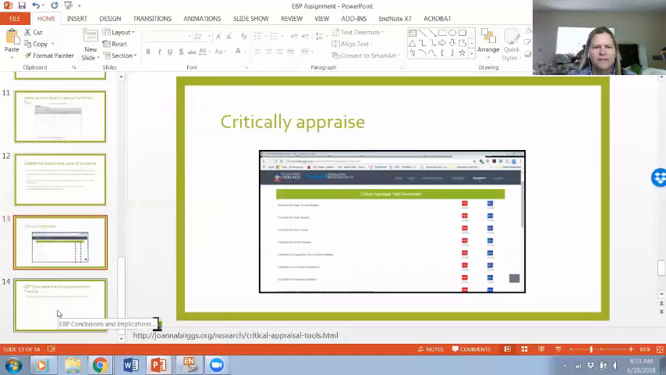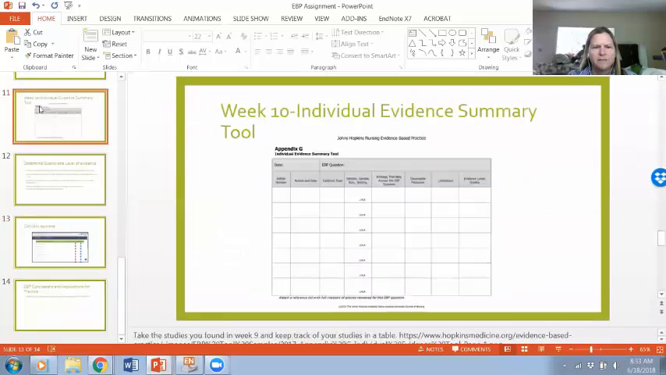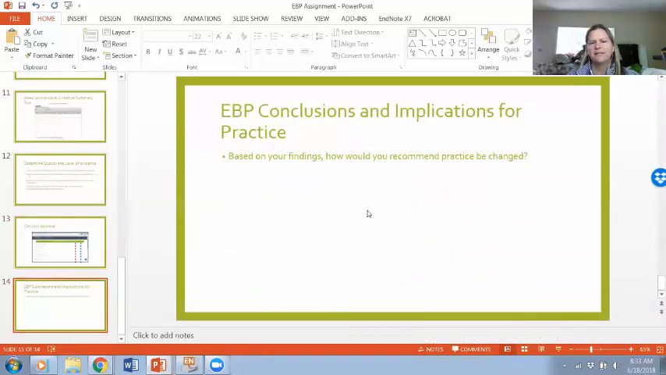And then the final step really is, when you've got this table here, is to make recommendations. Are you going to change practice based on what you found in the research, in our knowledge base there? Sound easy? Sound manageable.